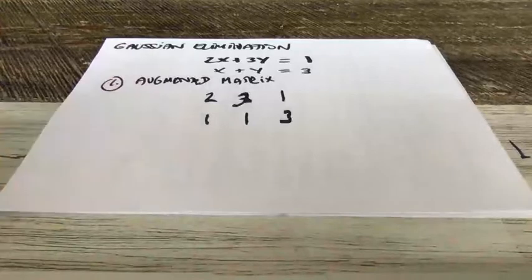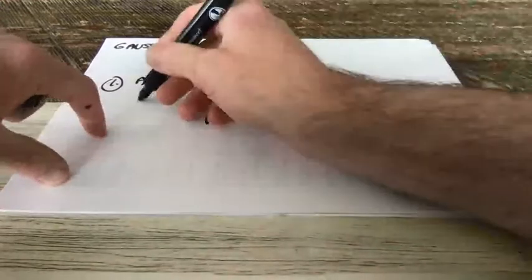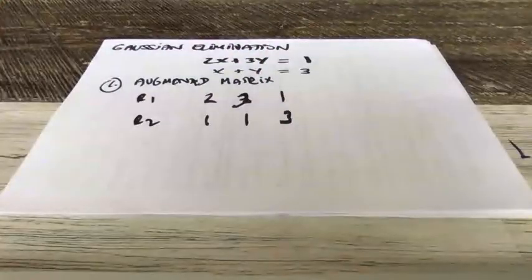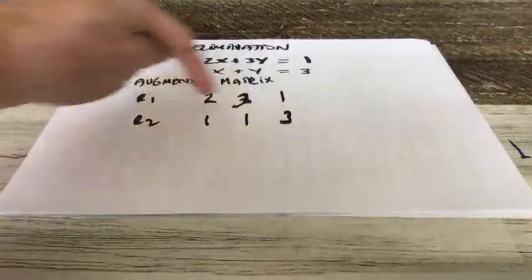Okay, so the first thing you do is you get what's called the augmented matrix. You write down the numbers appearing in your system of simultaneous equations. Let's call the first row R1 and the second row R2. Again, that's not part of your augmented matrix. That's what we're going to call the first row, 2, 3, 1, R1, and 1, 1, 3, we're going to call that R2.